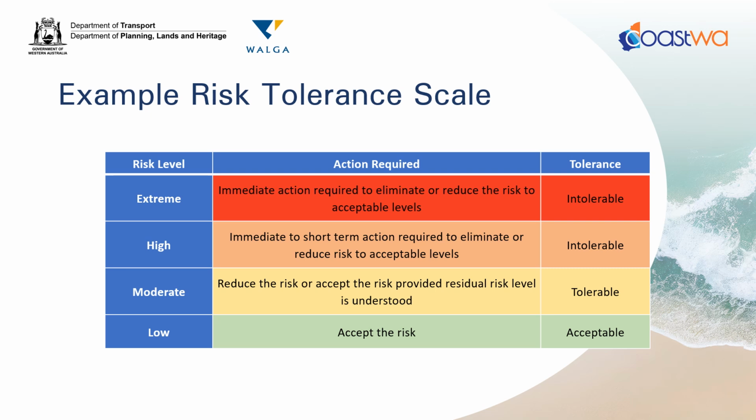So an example risk tolerance scale is shown here. It's pretty common that low risk is generally acceptable. Moderate is generally tolerable, although you're looking to try and reduce that risk wherever possible. And once you get up to high and extreme, they're an intolerable level of risk. And the biggest difference is that basically with extreme, you need to take immediate action, whereas with high risks, you've got a bit of scope. There's immediate to short-term action required to eliminate or reduce the risks to acceptable levels.